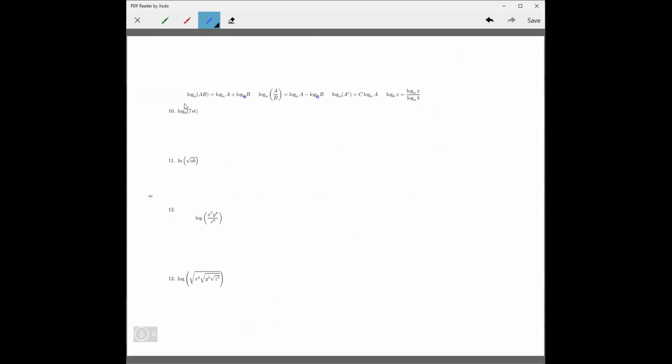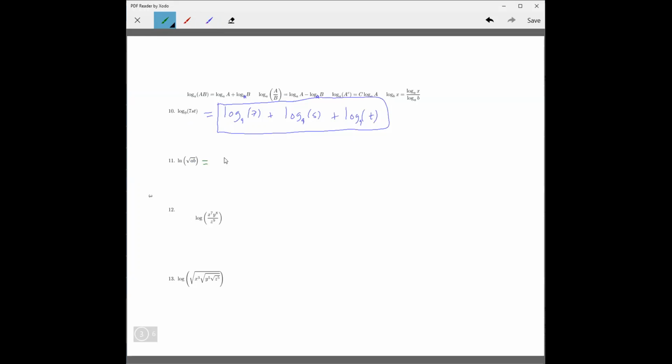Number 10, expand this right here. Expand the expression. Because this is times times times, we can write this as log base 9 of 7 plus log base 9 of s plus log base 9 of t. Those are all 9s, because they're all being multiplied. So that's the answer to the first one.